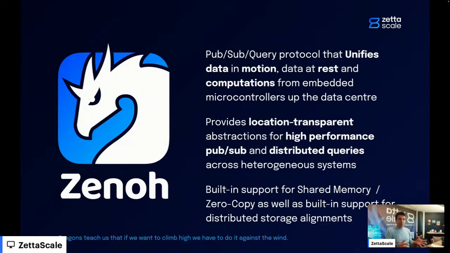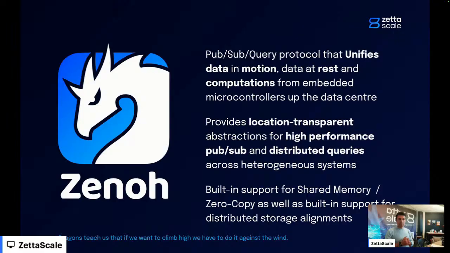And finally, the same is true for computation. All of a sudden, if you name the data that you are interested in, and that might trigger a computation, where the computation is doesn't matter anymore. And again, I will show examples to make this a little bit more concrete, because I know that when I say it this way, it sounds very abstract. We will be very hands-on, and we'll leverage Zenoh to actually touch it with our hands. The other important thing is that Zenoh has built-in support for shared memory and zero copy, as well as built-in support for distributed storage alignment. And I will also cover that today.